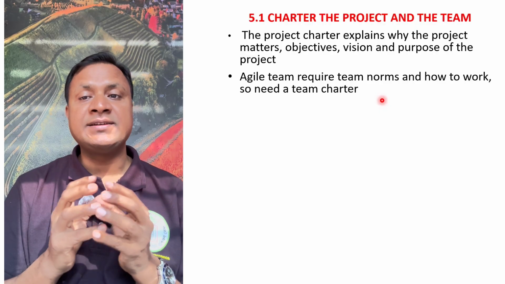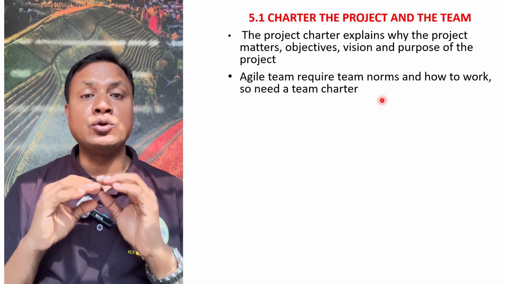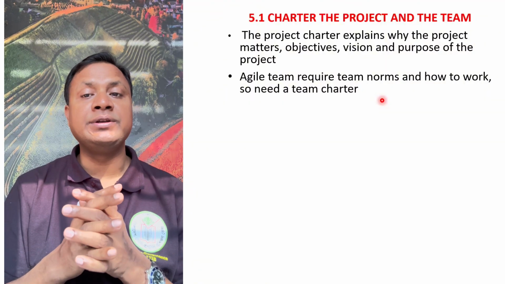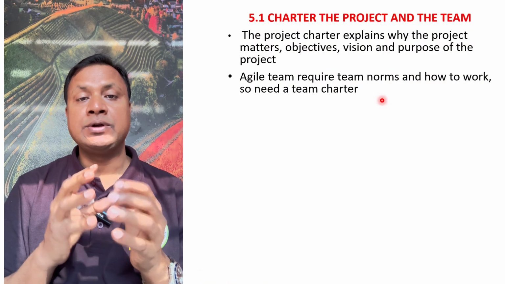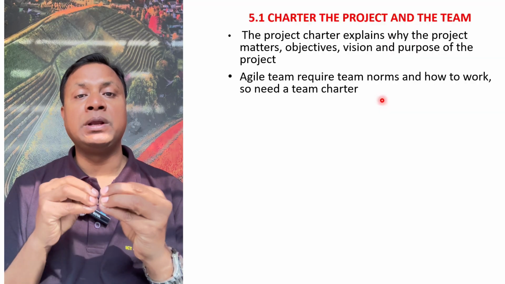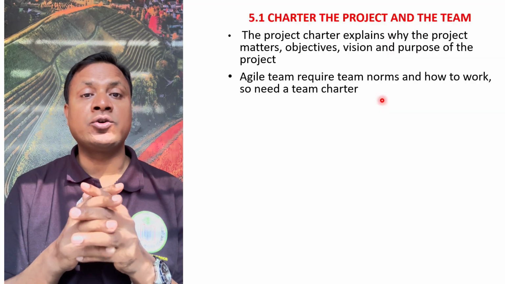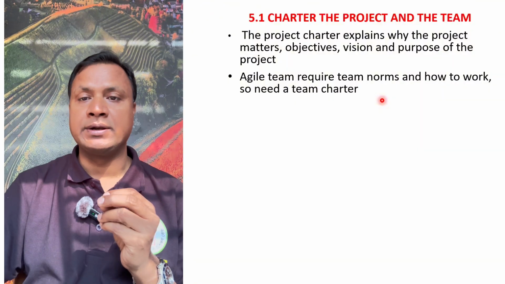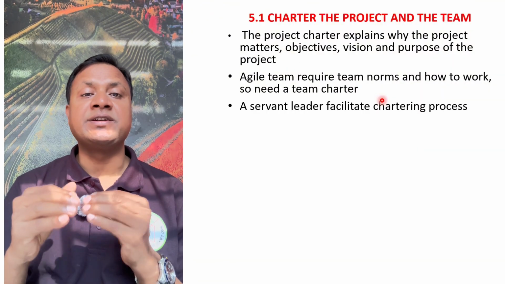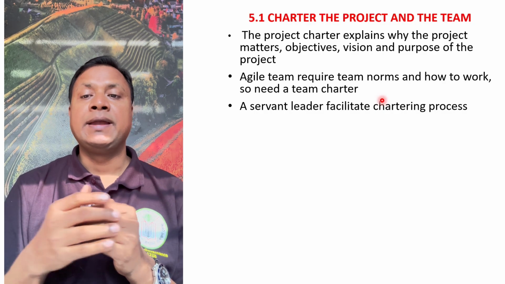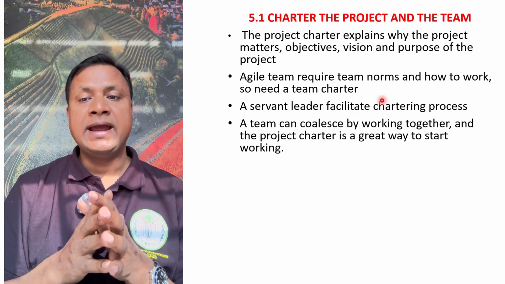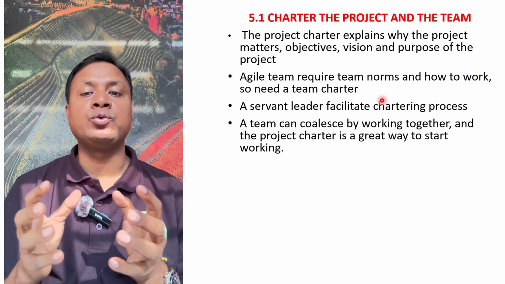So, an agile team actually requires team norms and how to work. So, for that, we need a team charter. So how the team will be working, what will be their relationship, who will play what role. For these sorts of things, we need a team charter. So a servant leader actually facilitates the chartering process. A team can coalesce by working together, and the project charter is a great way to start working.